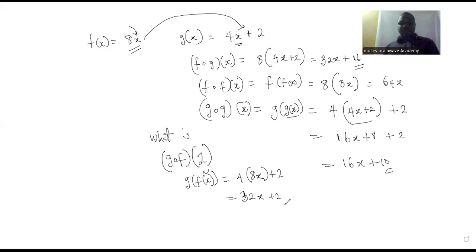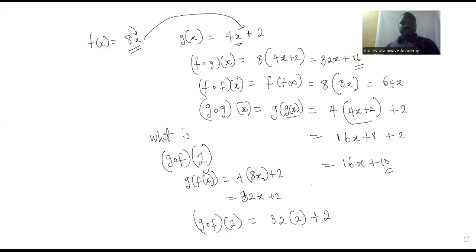Good. So I have 32x plus 2. But our question here is not just to give us what is 32x plus 2, right? Rather, our question here is what is g of f of what? Of 2. So I'm going to substitute 2 into 32x plus 2. Isn't that cool? Isn't that fantastic? Right? So it's just that simple.